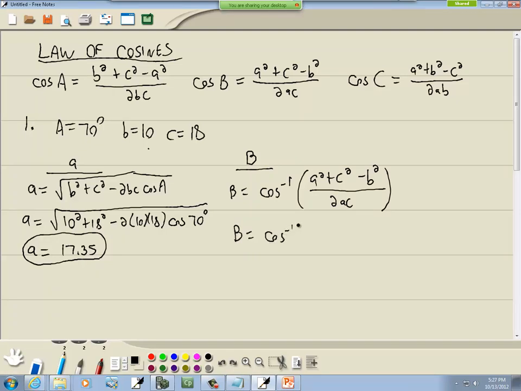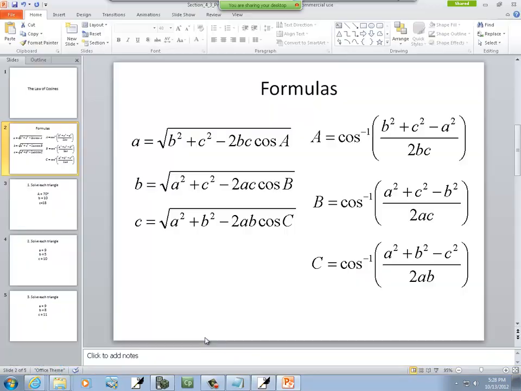So we have the inverse cosine of A squared, so I got 17.35 squared, plus C squared, so 18 squared, minus B squared, so minus 10 squared, over 2 times A, so 2 times 17.35, times C, which was 18. Now the trick to putting this in your calculator correctly is to put parentheses around the top and parentheses around the bottom. So let's go do that.